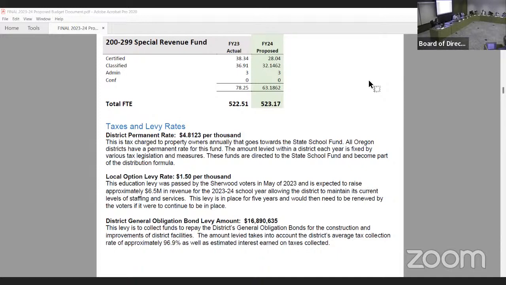With that, our next two dates are no longer needed since the budget has been approved. So June 21st will be the, no, we're good with that.